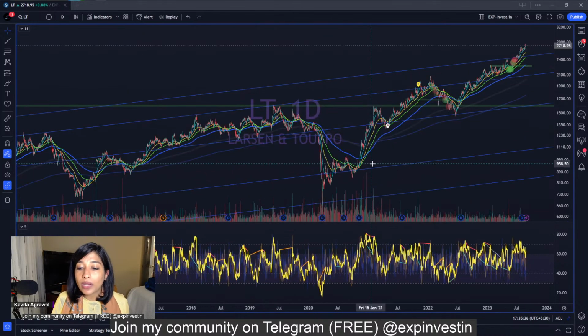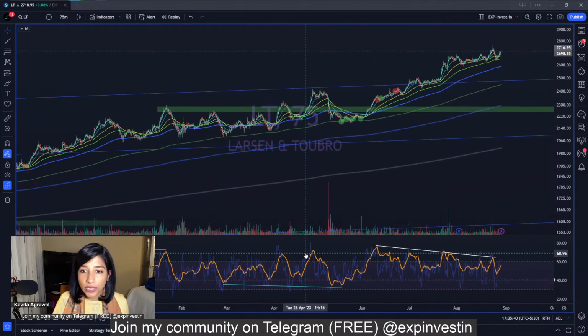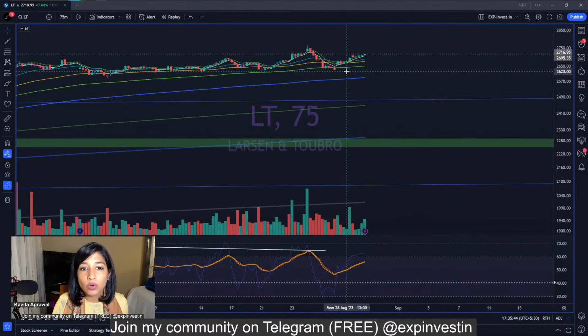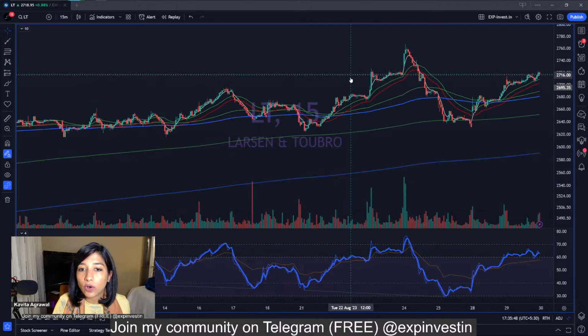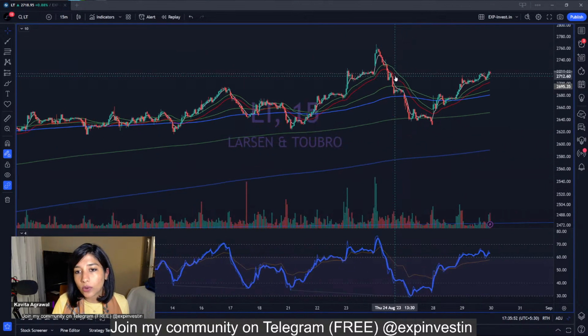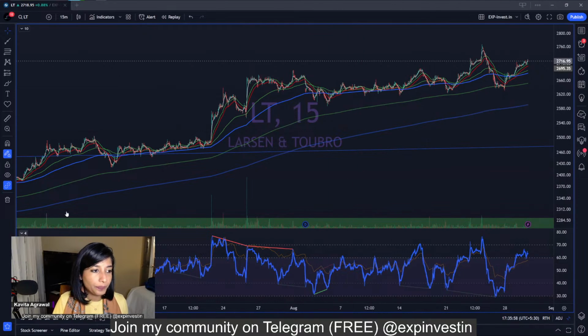So what I would suggest is that in L&T, please don't make a fresh position right now. But if you have an active position, then maintain a stop loss near the level of 2630. With 2630 as the stop loss, continue to hold. But if you want to make a fresh position, then don't do that.